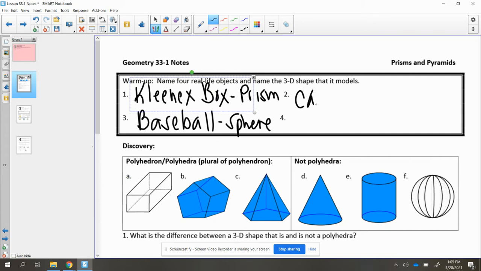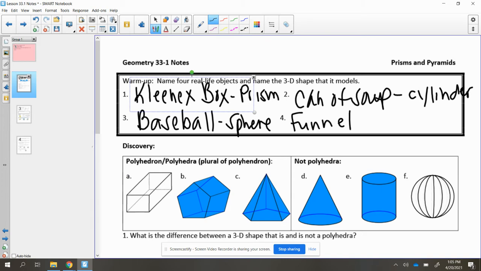Maybe you said a can of soup, which would be a cylinder. And finally, I came up with a funnel. If you're trying to use a funnel, that's kind of like a cone with an open top.